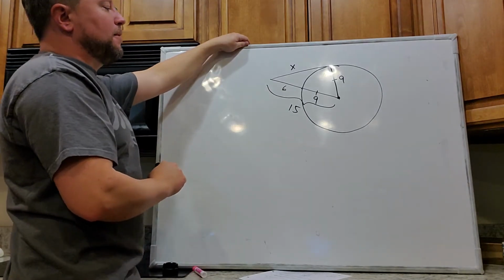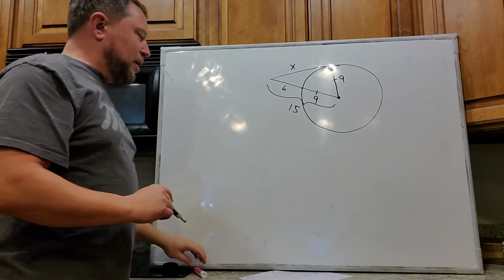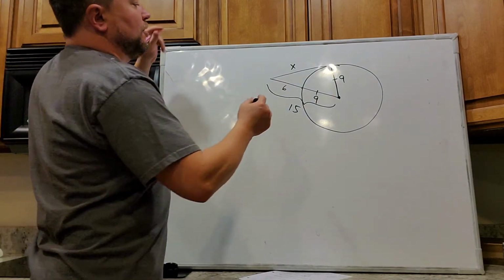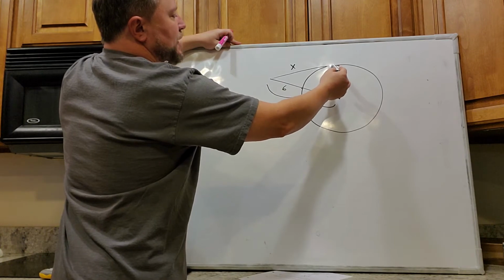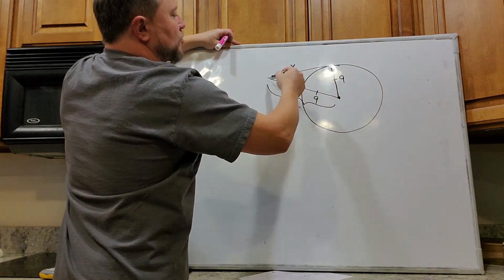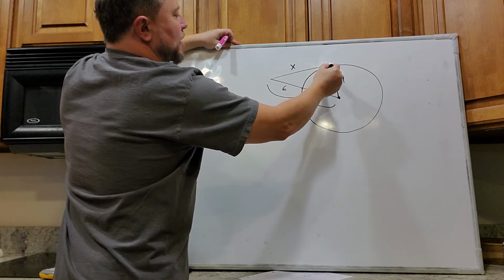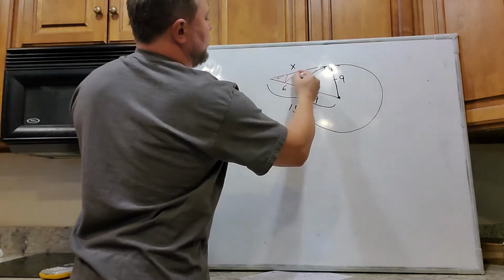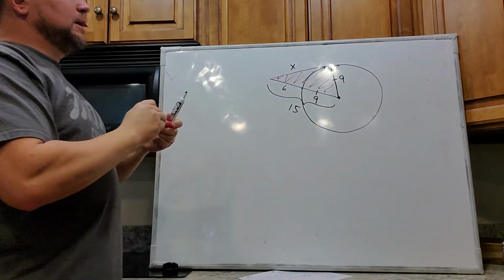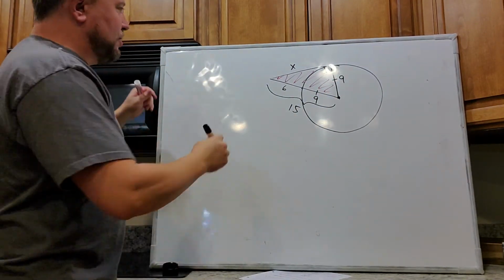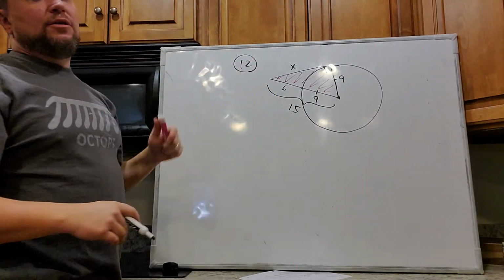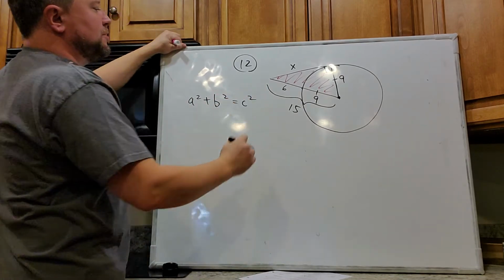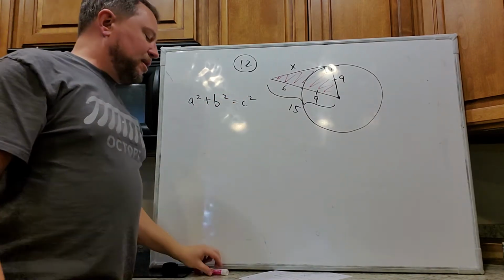Now, the other thing that's important on this problem, and that we covered when we covered tangents, is that you should have learned that a tangent line will always meet the radius at the point of tangency, right there, at a right angle. So this is a right triangle. And again, of course, since it is a right triangle, we can utilize the Pythagorean theorem. a squared plus b squared equals c squared. That Pythagorean theorem comes in handy.